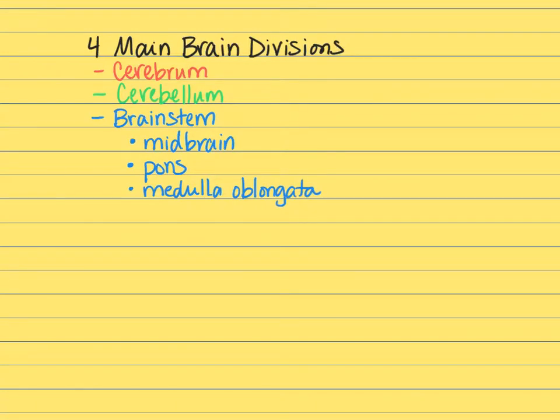The fourth division we're going to talk about is called the diencephalon. And there are three structures that make up the diencephalon. There's the thalamus, the hypothalamus, and the epithalamus, which includes the pineal gland.